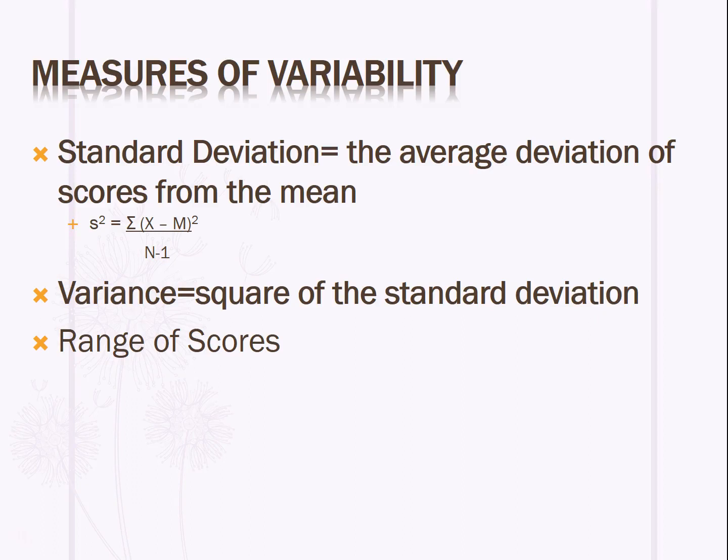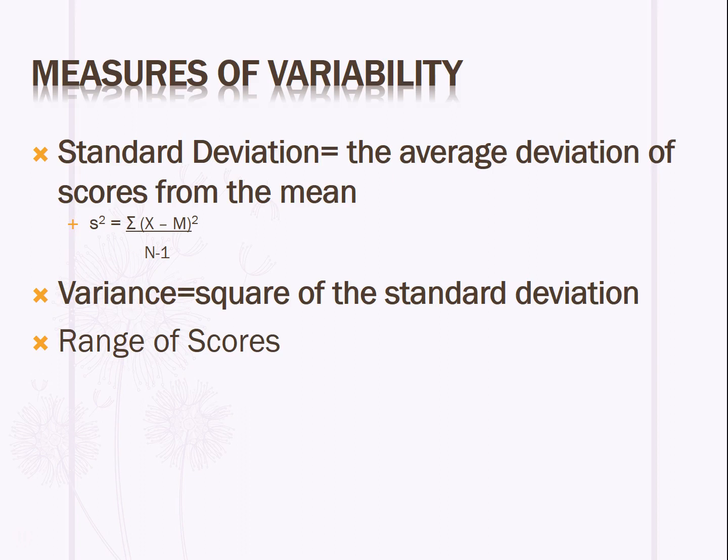How to calculate the measures of variability? Standard deviation is the average deviation of scores from the mean. We do not have to learn how to calculate by hand. Rather, we can easily retrieve it from the statistical software these days. Variance is the square of the standard deviation.